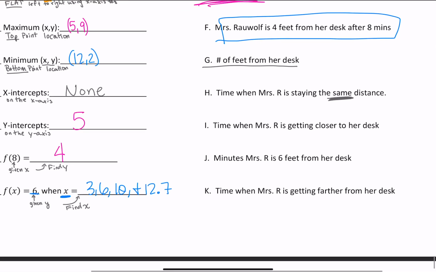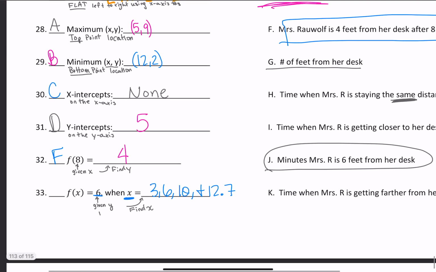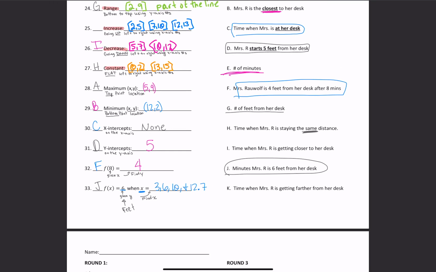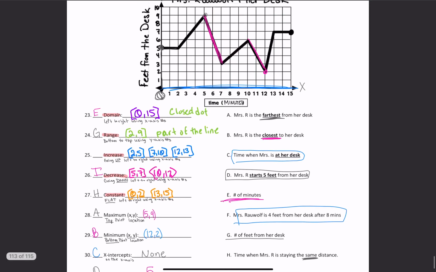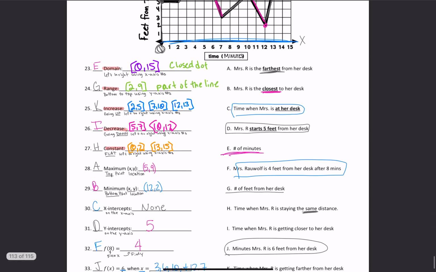J says when the minutes when Miss Rawolf is 6 feet from her desk. Well, Y stood for feet, and here's where I see 6 feet. So J represents the times or the minutes when Miss Rawolf is 6 feet from her desk. And then lastly, K is the time when Miss Rawolf is getting farther from her desk. So that's got to be increasing, right? And if that makes sense, right? I'm going up, which means I'm getting further because my distance from my desk is getting farther. It's getting bigger, right?